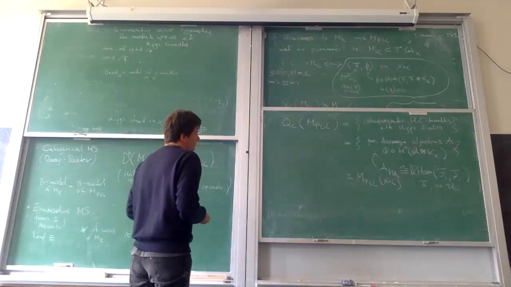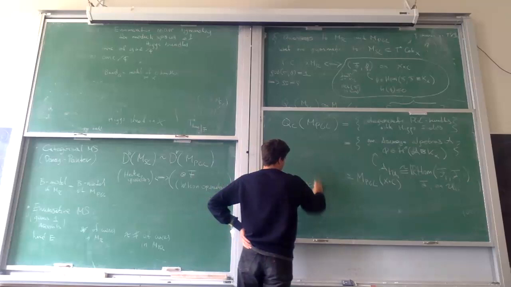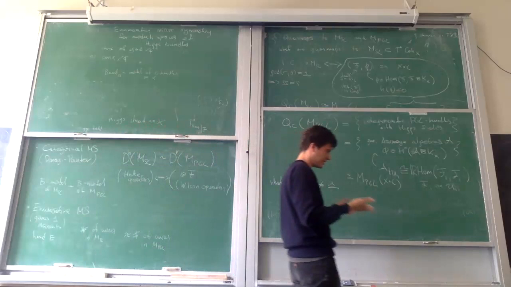Okay. And so now comes, so what happens? And this is very important. What if GCD is not equal to one? Well, in this case, you have strictly semi-stable objects. So your moduli space, even though it's of finite type, it's an Artin stack.